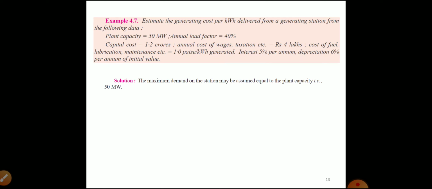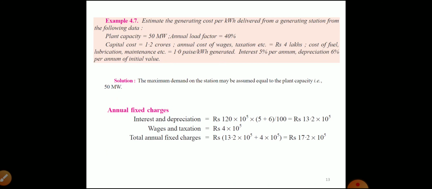Since the maximum demand is not given, we need to consider the maximum demand equal to the plant capacity. Here it is 50 megawatt. Now, in order to calculate the annual fixed charges, how much is the interest and depreciation charges? 5% plus 6%, that is 11%. So 11% of what? 11% of capital cost.